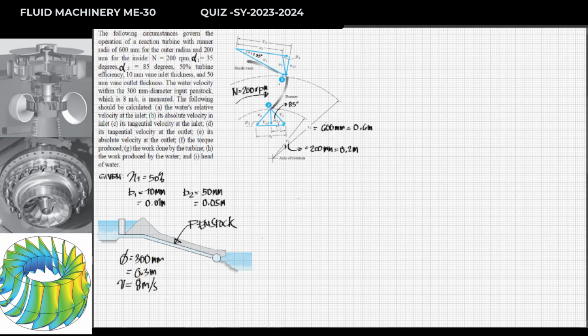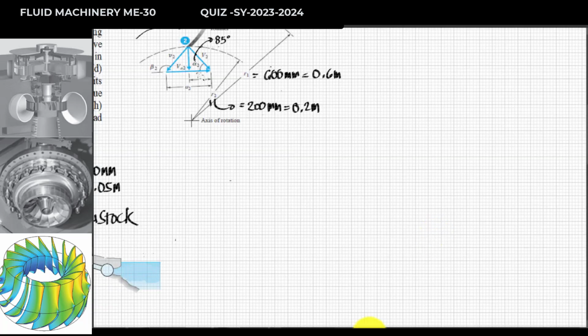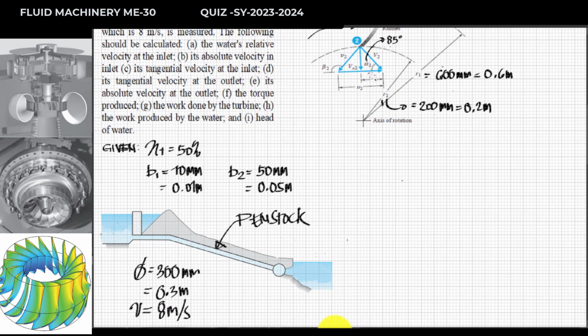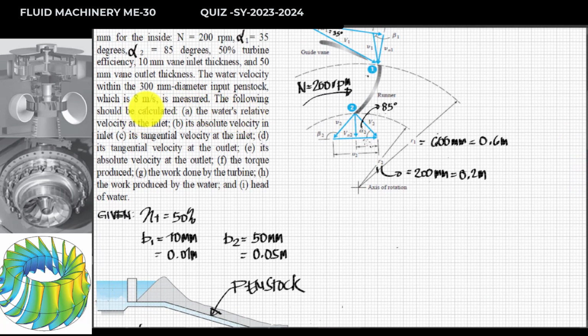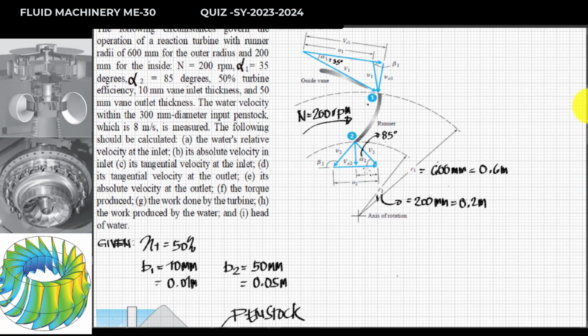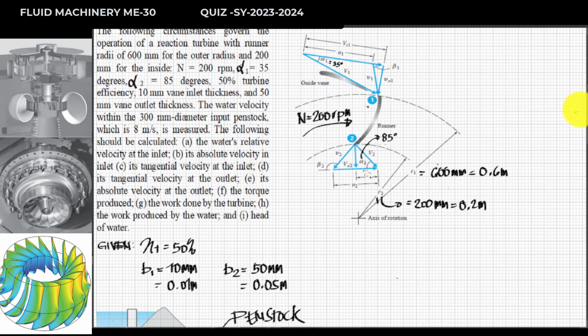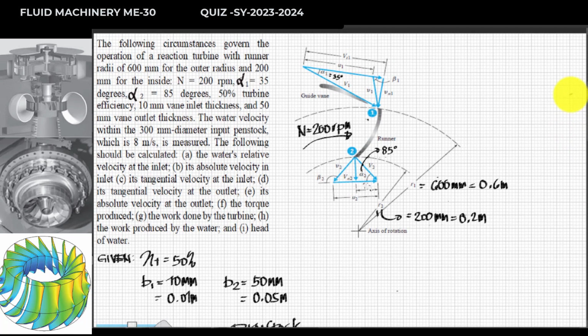Now, the problem is we need to compute the relative velocity at the inlet. If you refer to the velocity triangle, we are looking for the relative velocity at point one.